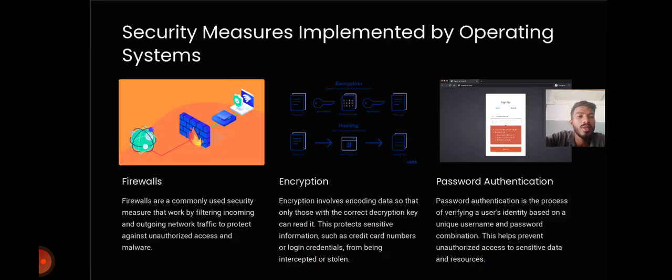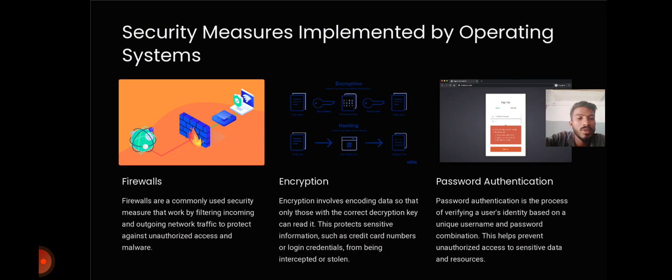Security measures implemented by an operating system: firewall, encryption, password authentication. Firewalls are a commonly used security measure that works by monitoring incoming and outgoing network traffic to protect against unauthorized access. Encryption refers to encoding data so that only those with the correct decryption key can read it.